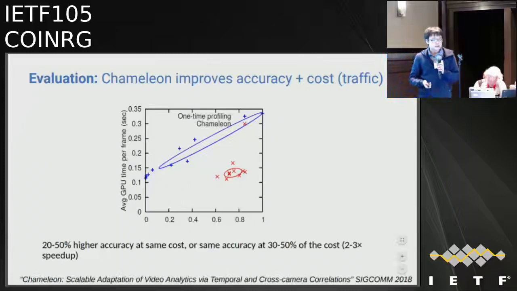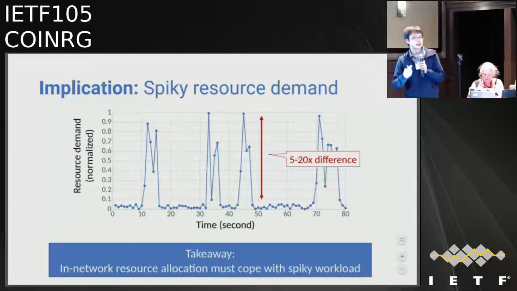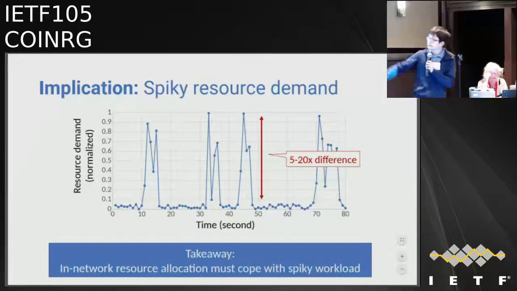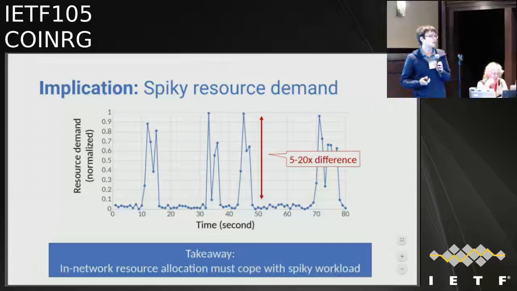Okay. Now, this is just research, but what it tells us, even though this is good news, actually makes resource allocation very challenging, right? Because whenever the content changes, you have to change your resource allocation. This is the plot of the resource demand of this system over time. You can see the resource consumption changes by 5 to 20x, even in just a few seconds, just because the content changes rapidly. This raises the challenge: how do you do resource allocation in network computing to cope with this kind of spiky workload? So that's one takeaway from the first part of the research.